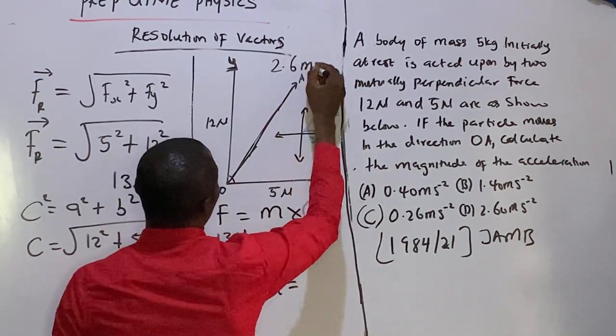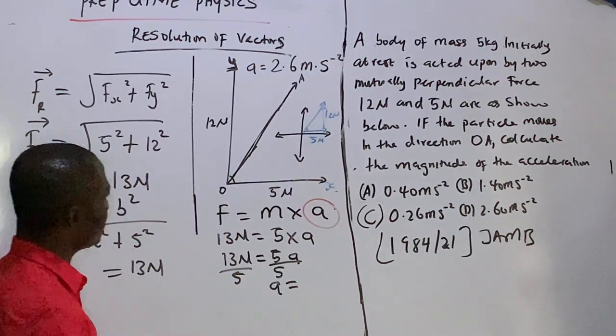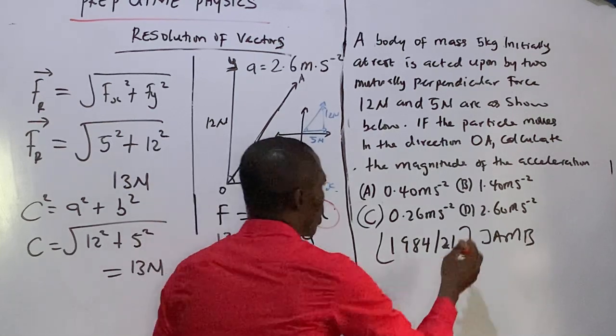So I have 2.6 meter per second squared. Acceleration is 2.6 meter per second squared. Which of the answers is that? Which is option number B.